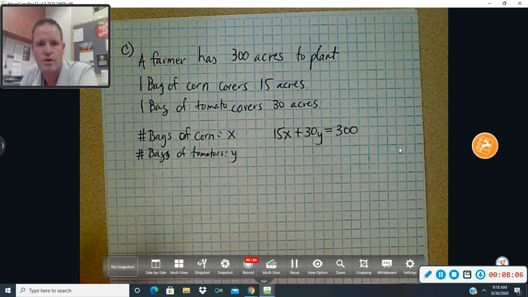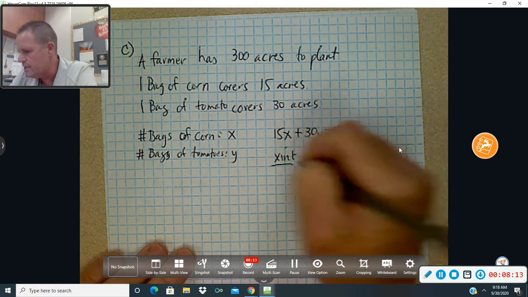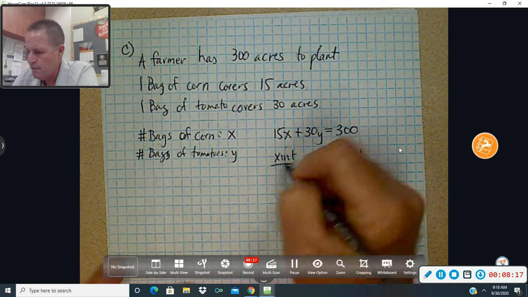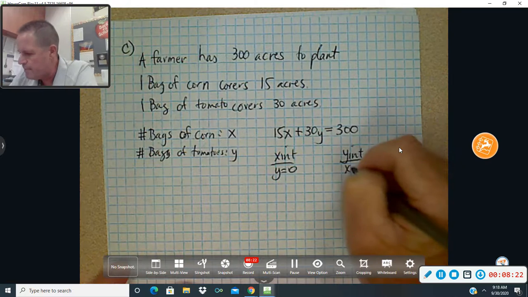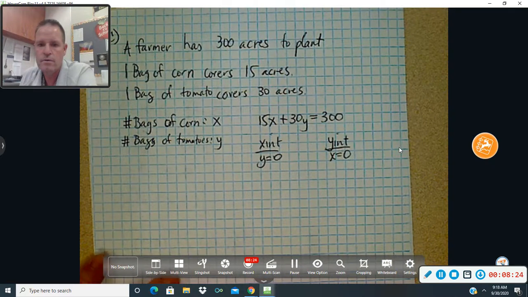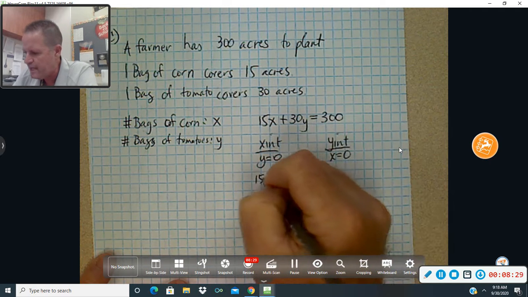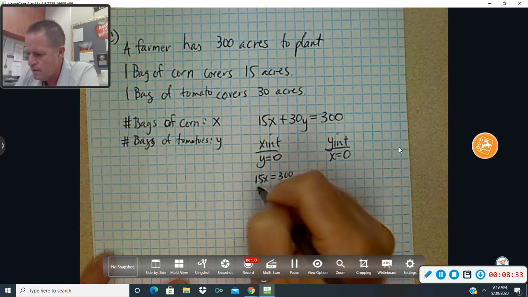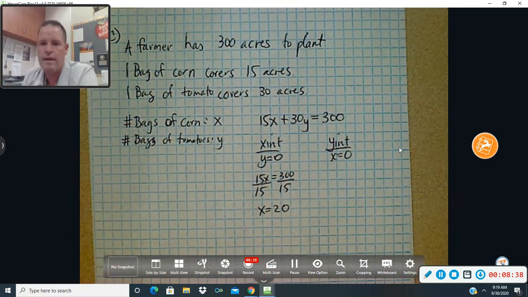Okay, so they're going to ask you to find your x and y intercepts and then also interpret those. Well, the work is the same as what we've been doing. X-intercept, y-intercept. The x-intercept is where y equals 0. The y-intercept is where x equals 0. So I put 0 in for y. That gives me 15x equals 300. Divide each side by 15, and you're going to get x equals 20.